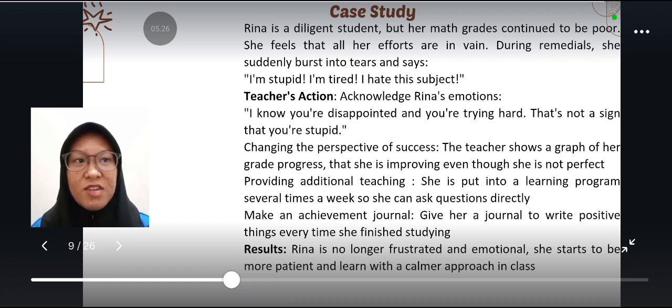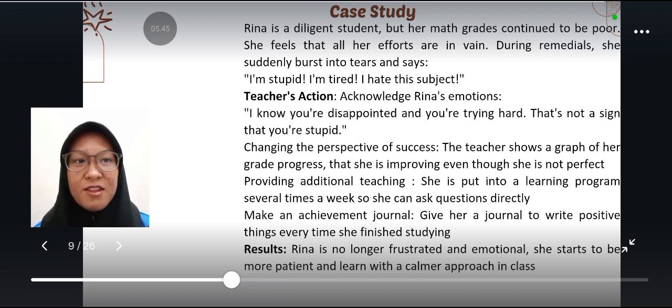Teacher action: acknowledge Rina's emotion. "I know you're disappointed and you're trying hard. That's not a sign that you're stupid." Changing perspective: the teacher shows a graph of her grade progress, showing that she is improving even though she's not perfect.